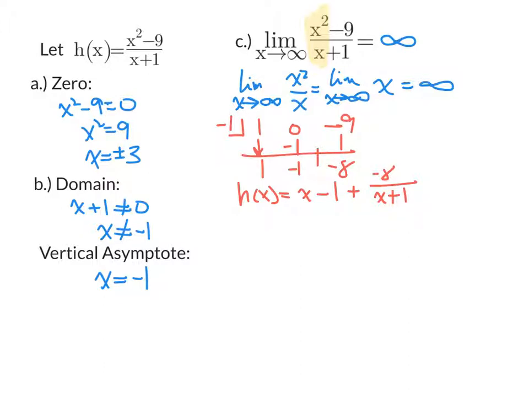Now, since an asymptote is the line that the function approaches way out at the extreme, as x gets bigger and bigger, we see that this fraction, negative 8 over x plus 1, as x gets extraordinarily large, is going to get very, very small. And so that means that h of x is going to look like the line y equals x minus 1. So that's going to be our oblique asymptote, y equals x minus 1.